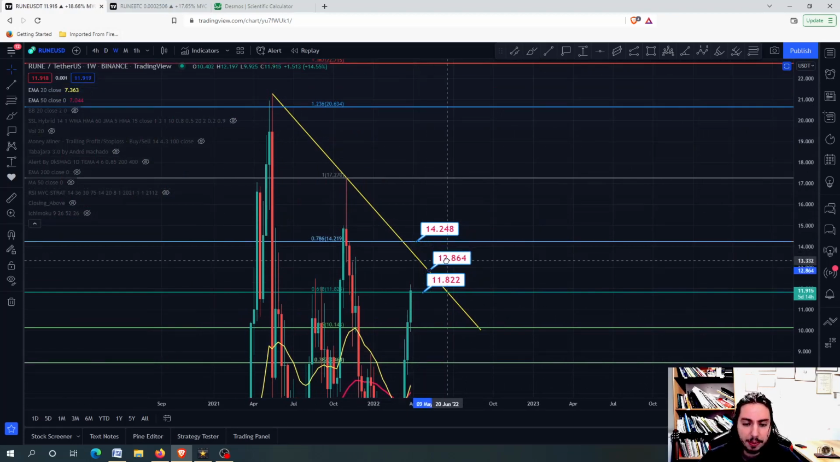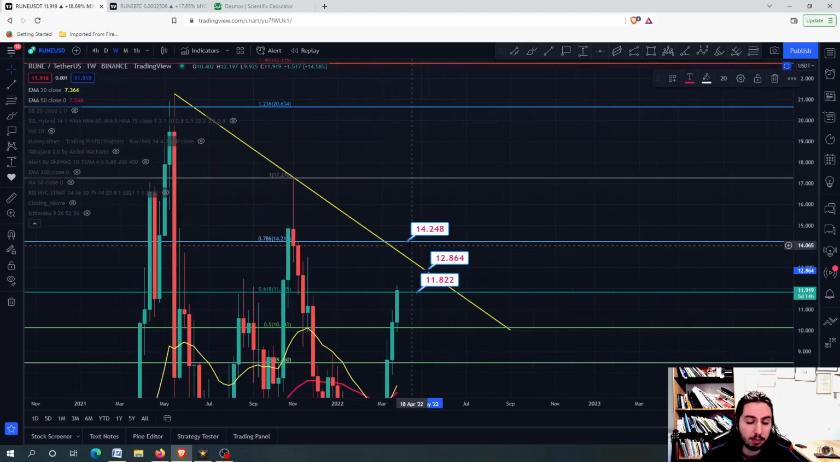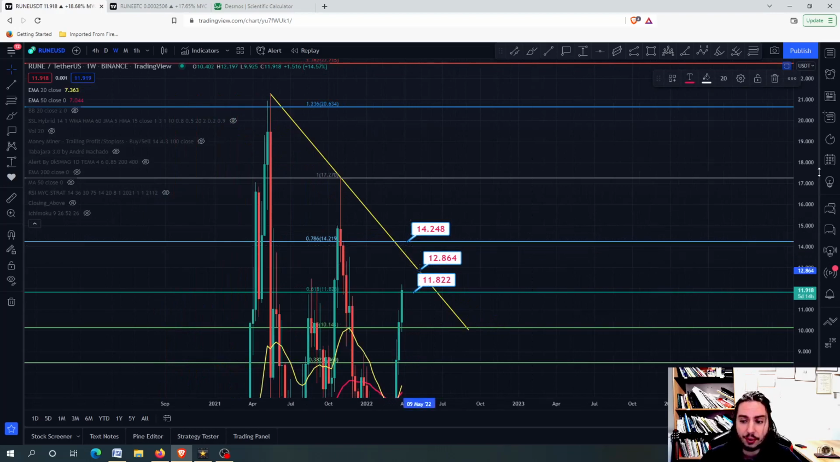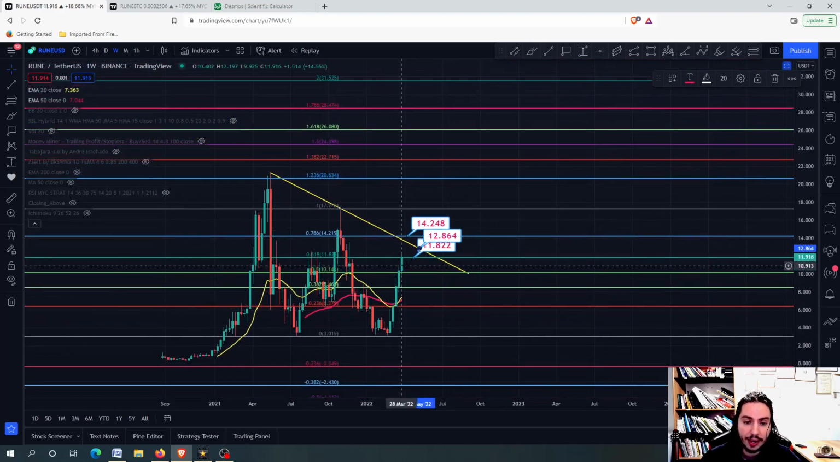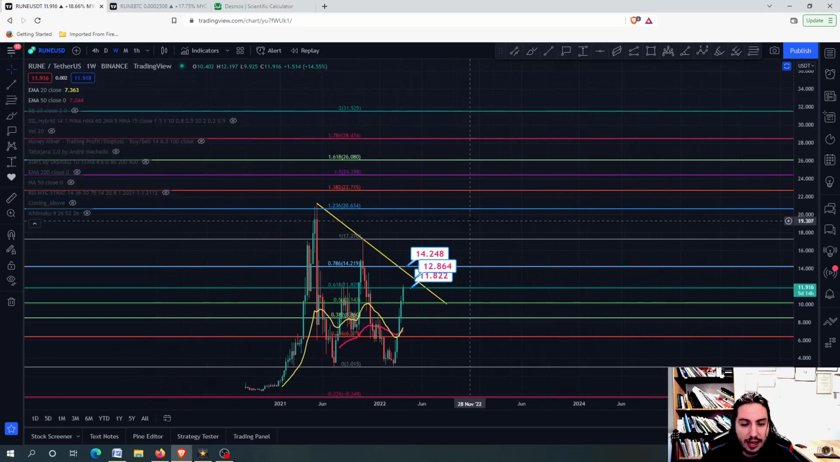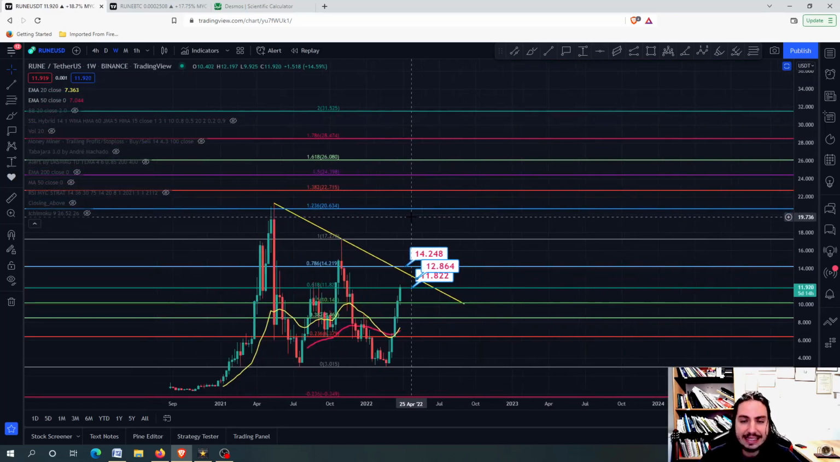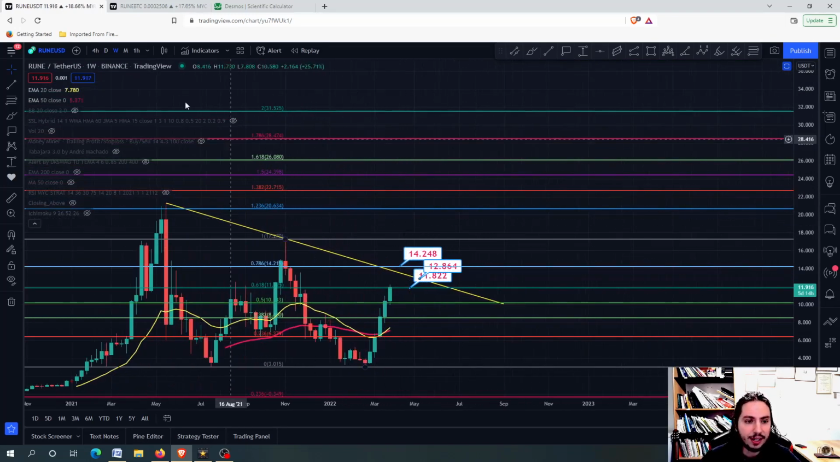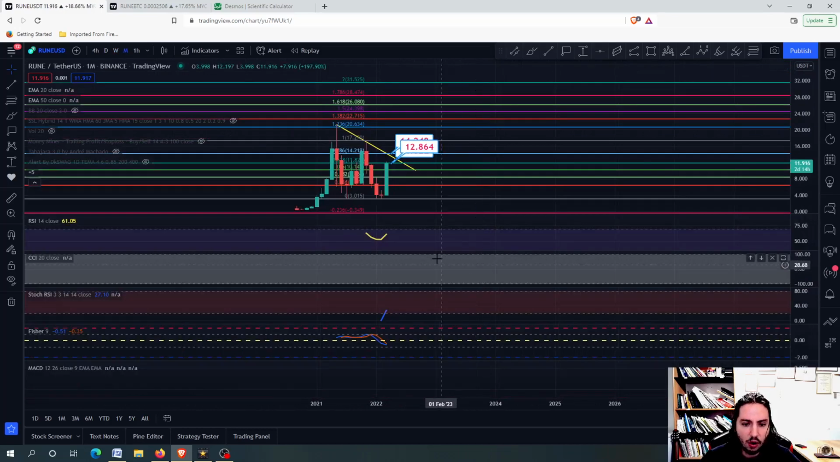So always keep in mind, if we close above the 14.25, then Rune is going to do something crazy. It is going to have an impulsive wave on the weekly or on the daily frame, and therefore we can even achieve higher than the 20 USDT. Even higher. Yes, we can do that on the monthly frame.